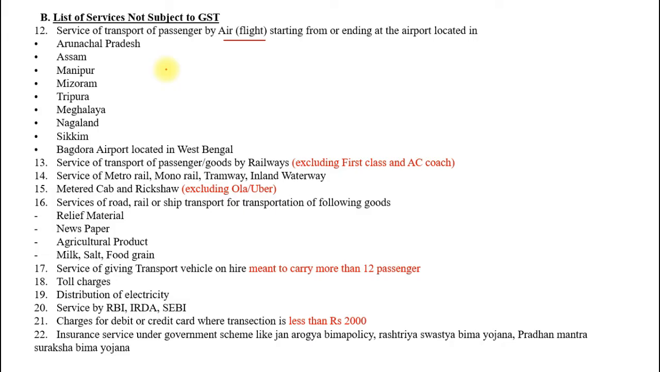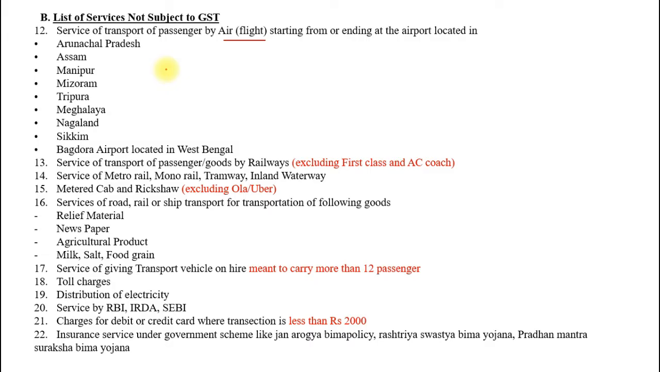So if you have any airlines transporting passengers from any of these airports or to this particular airport, to and fro, they are exempted from GST. Service of transport of passenger or goods by railway, excluding the first class and the AC. First class and AC, where there is tax, but other than that, second class, third class, there won't be any GST. Service of metro, monorail, tramway, inland waterways is exempted.